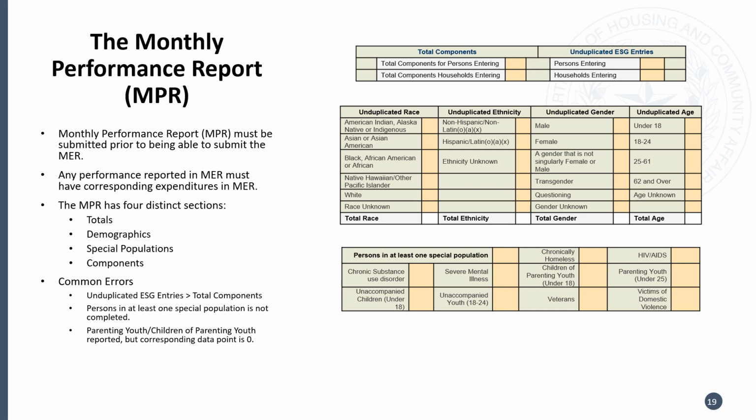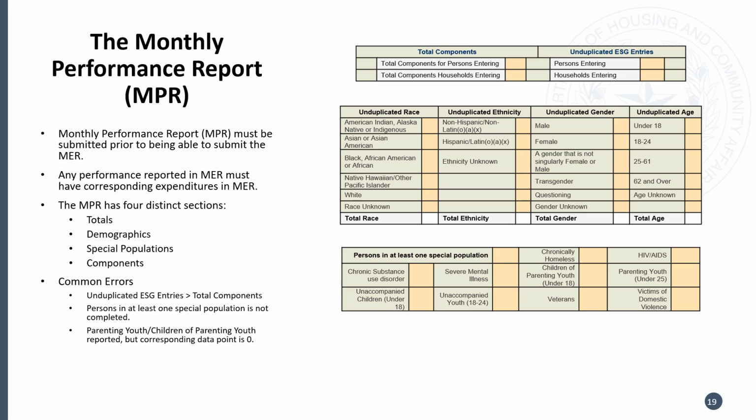Third, the special populations table. So the special populations subcategories should represent the individuals served, rather than the number of services provided each person. Individuals may be counted in multiple special populations if they meet the criteria for more than one category, and all values in this section should reflect the unduplicated individuals at the time of project entry.